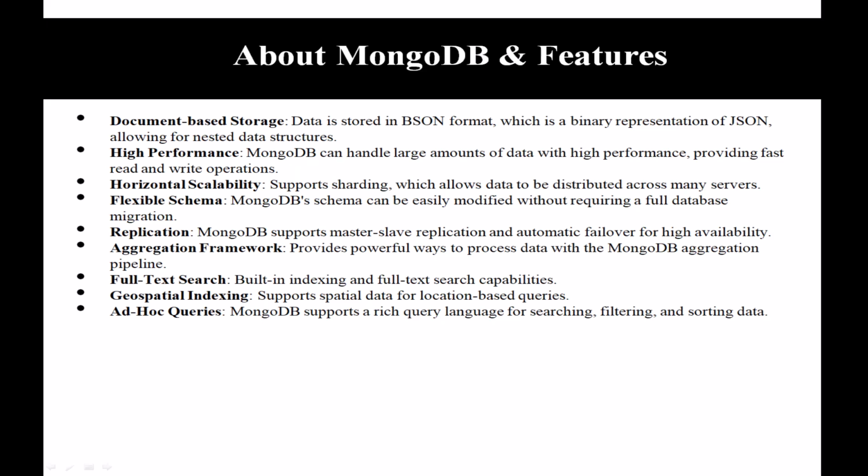Flexible schema, we have already discussed. You can modify the schema without requiring a full database migration. Replication. MongoDB supports master-slave replication and automatic failover for high availability. For example, if your data crashes, you can replicate the data at some other location, so that you can restore from that particular point. So that is also available in MongoDB.